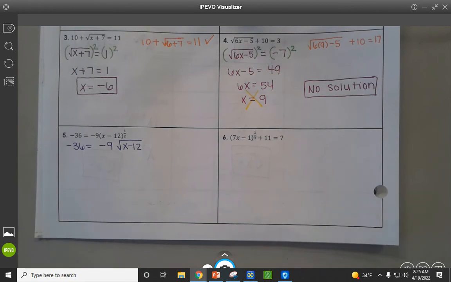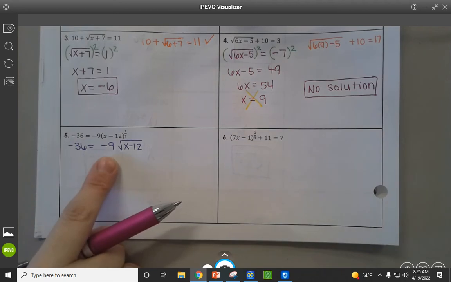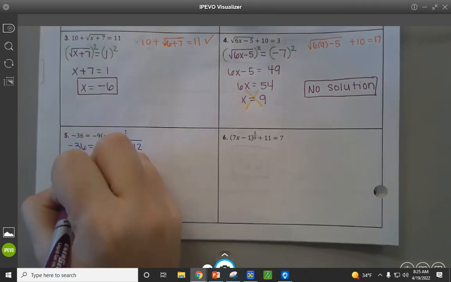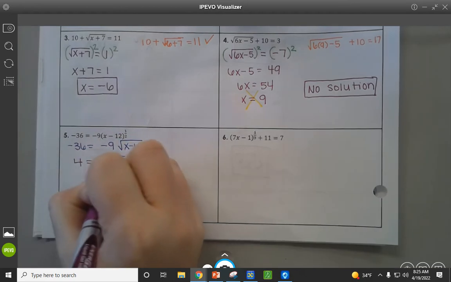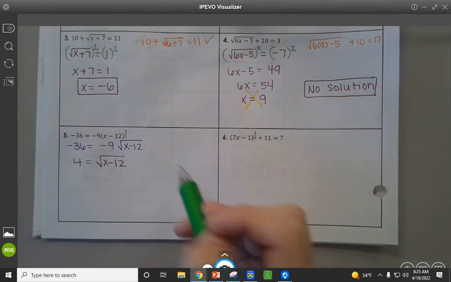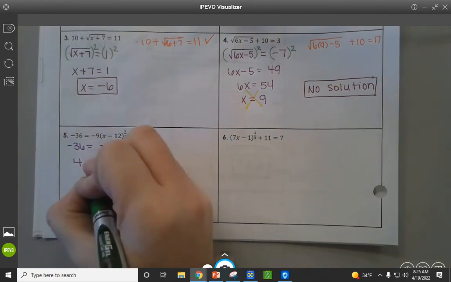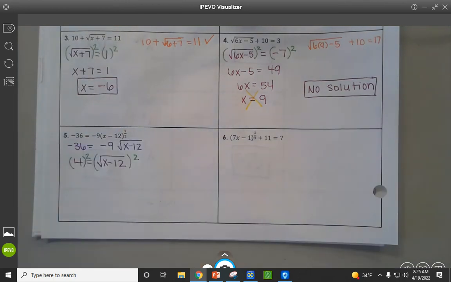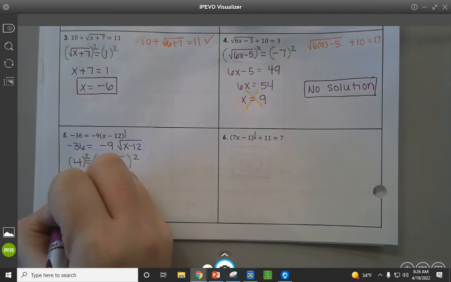Now this is a square root, so we raise to the power of 2. And that gives us 16 equals x minus 12. And then if I go back and add 12, we get 28 equals x.